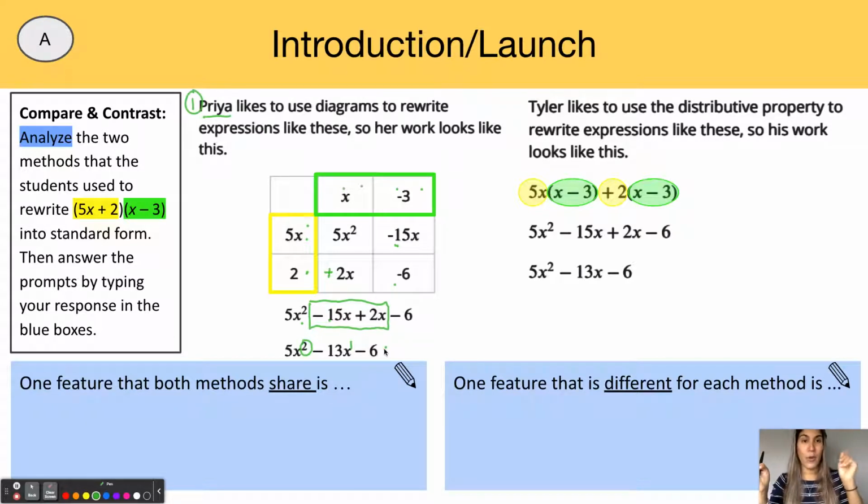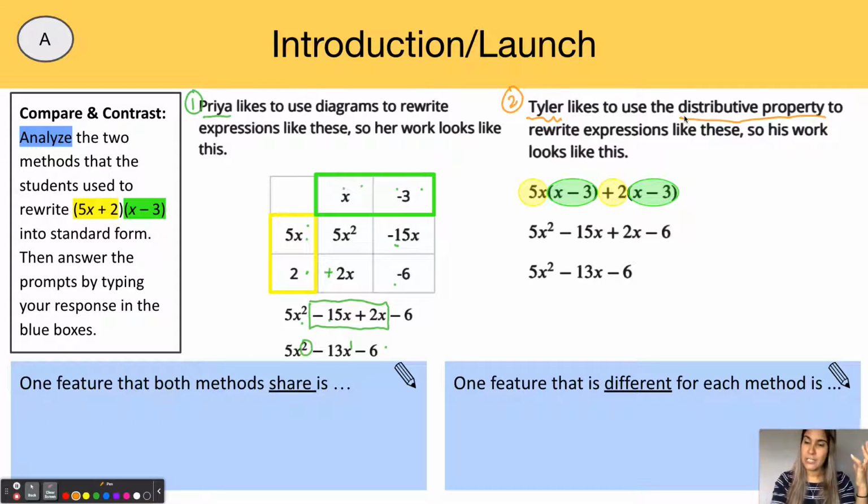Let's look at what Tyler did. So this is Tyler's. It says, Tyler likes to use the distributive property. Ooh, let me mark this because these are keywords that we need to have in mind to rewrite expressions like this. So his work looks like this.